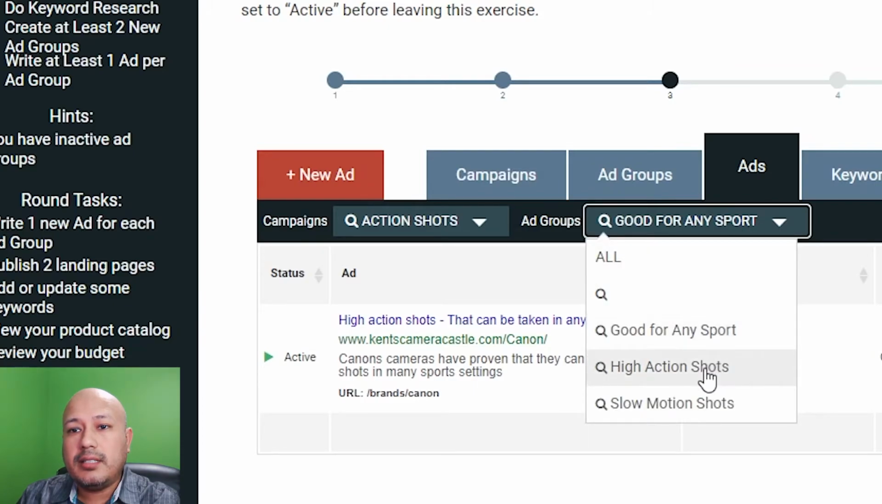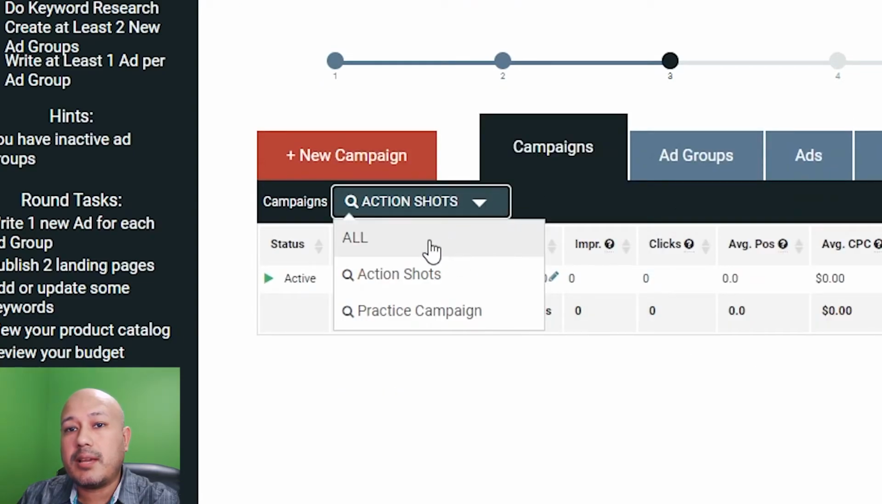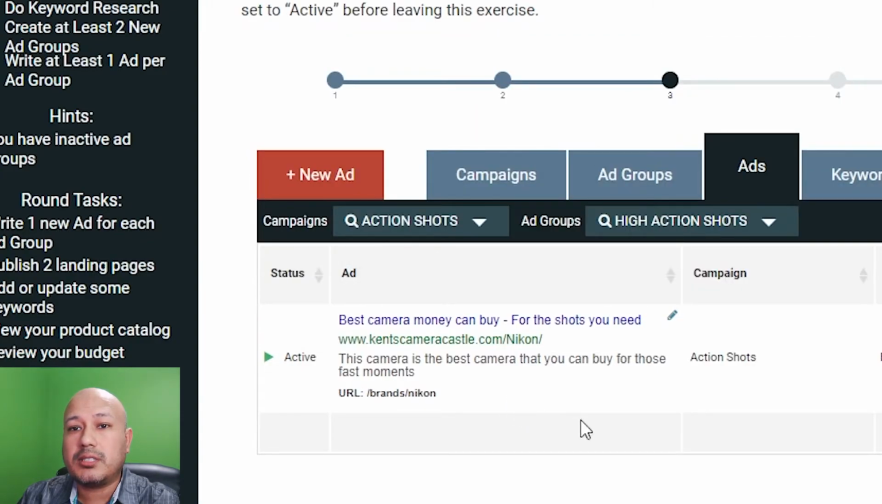Let's look at the other keywords or other ads. So we can see the campaign. Within the campaign there were two campaigns. One was paused. We looked at good for any sports. Let's take a look at high action shots right now, and there is one ad for this, right? Again, there is a good description here, but the camera is the best camera money can buy for the shots you need. So I'm not sure what product is being sold here except for the Nikon that is written here.